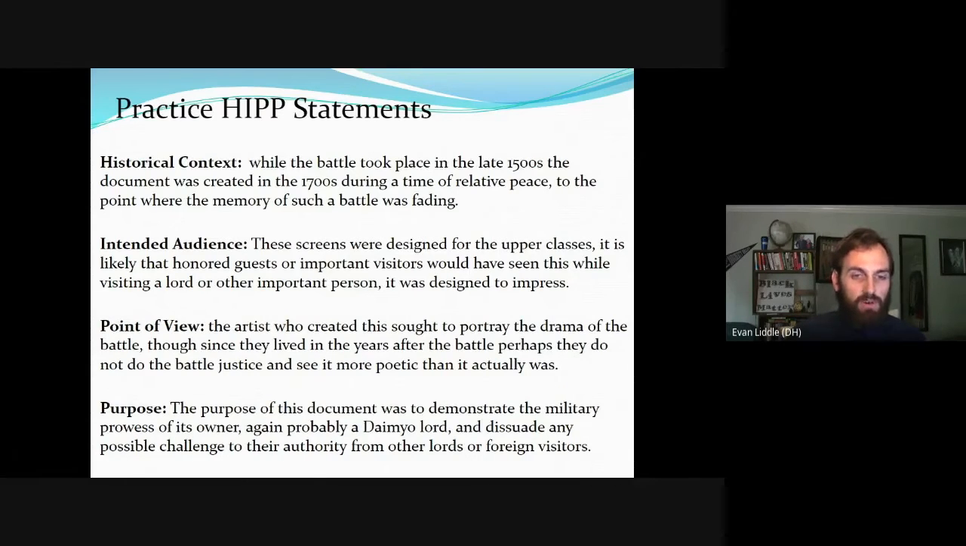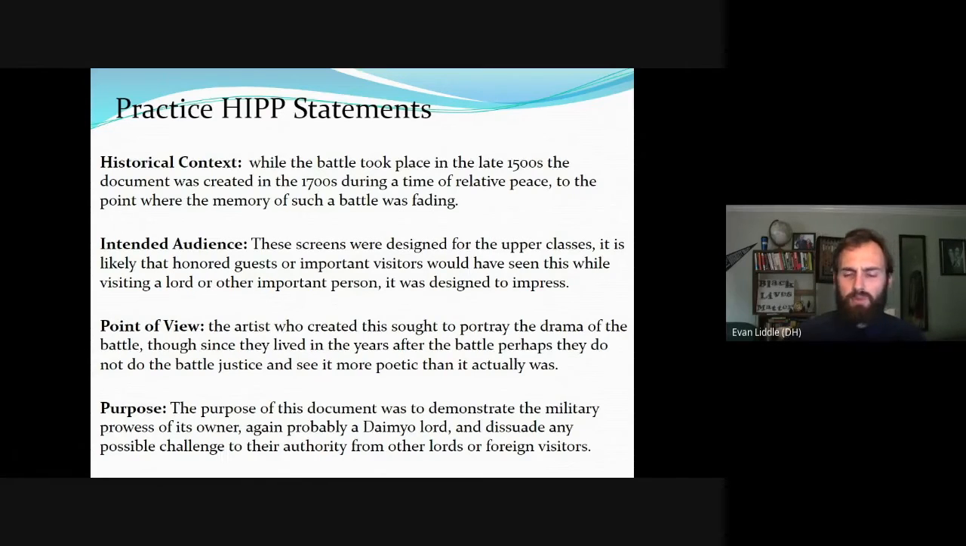So it's always important, look at the dates when doing historical context. Now, the intended audience. This screen and screens like it were definitely designed for upper classes. This is a luxury item. This was not for everybody, right? Nowadays, you might see this in a museum where everybody could look at it. That was not the case back then.